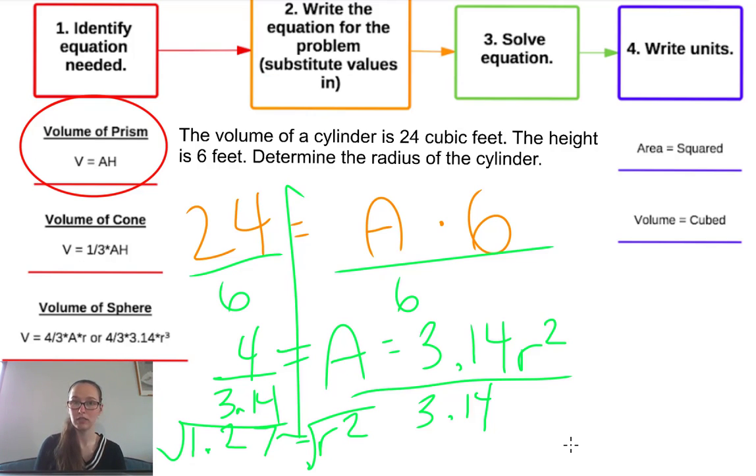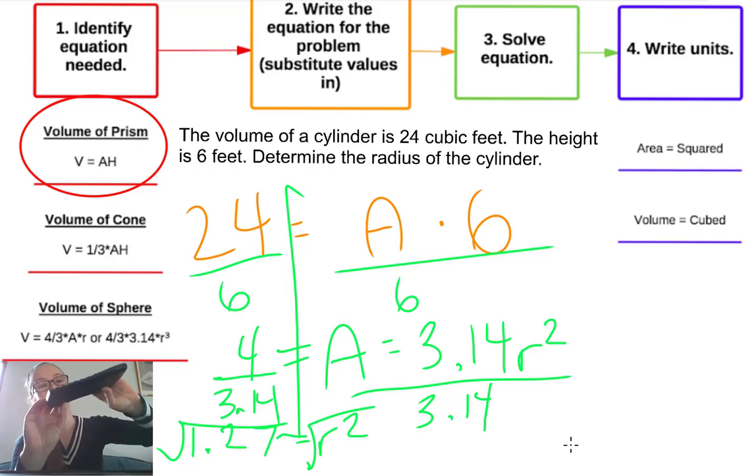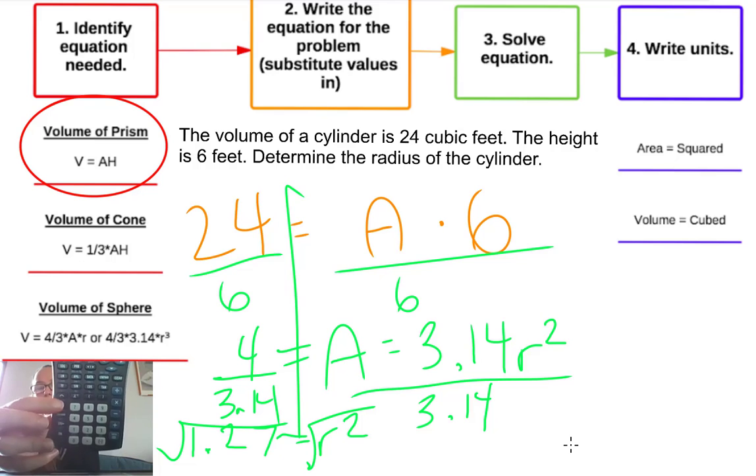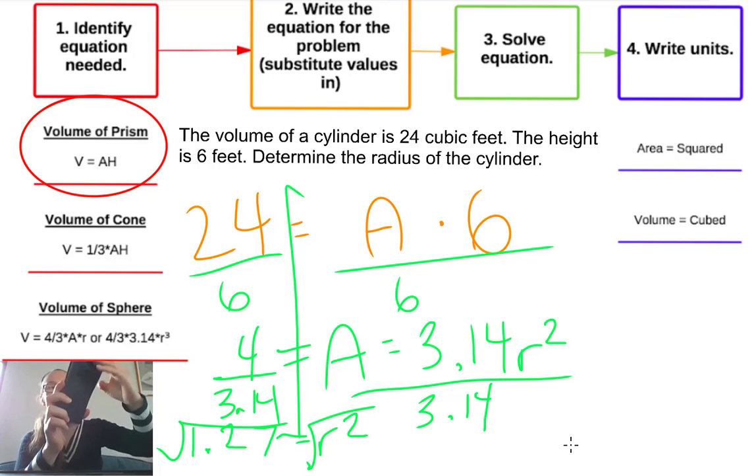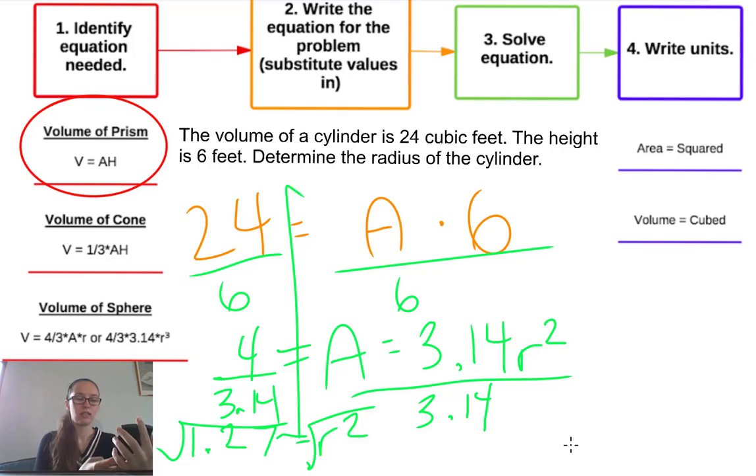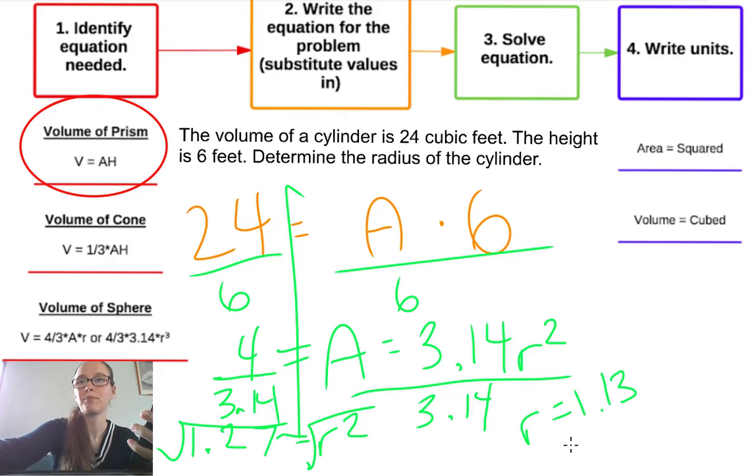And you can do the square root in your calculator. I believe I showed this to you. It is the second x squared on your calculator. So the blue button, and then you press x squared. And you'll get like a square root sign, and you type in 1.27. And you will get r to be 1.13. And we need to write units. And since radius is a distance, it's just going to be 1.13 feet.